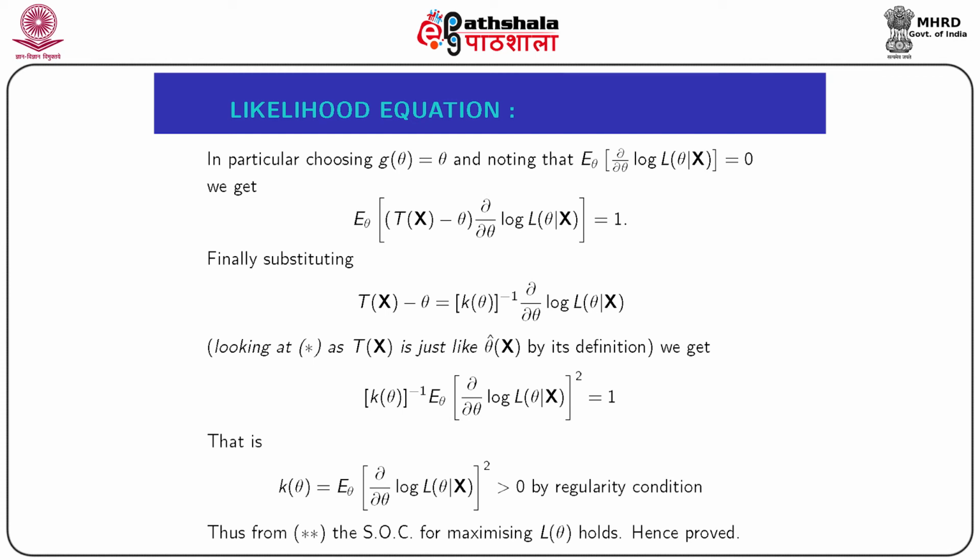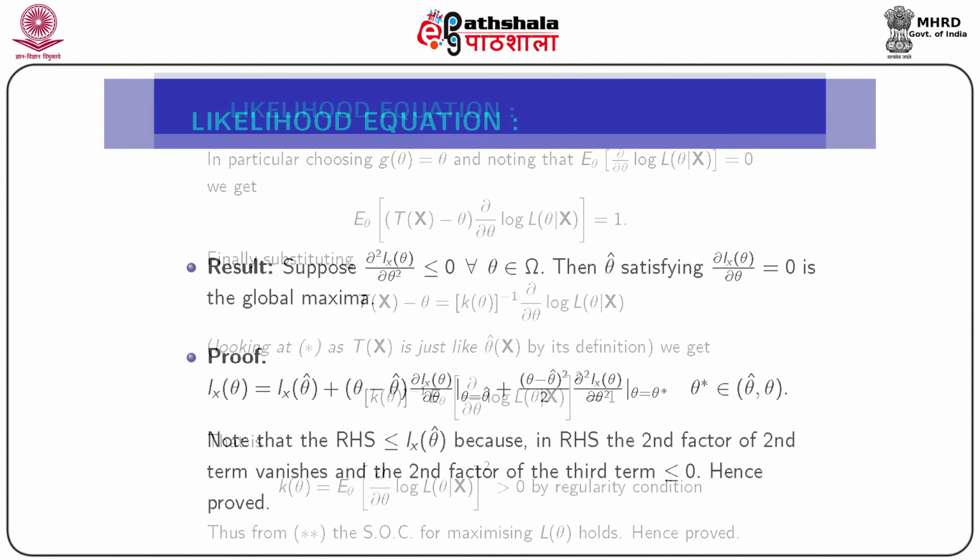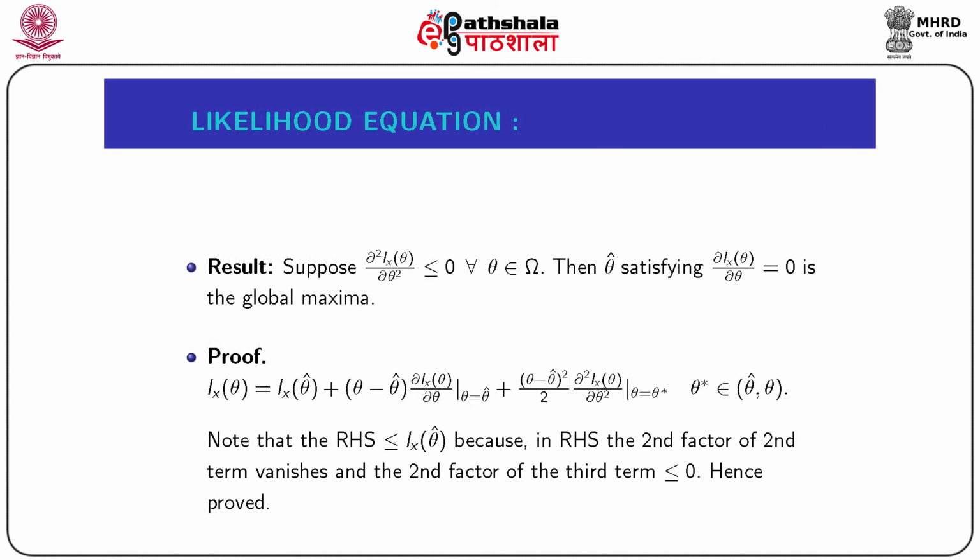Thus, from double star, the second order condition for maximizing L theta holds, because the second order derivative here is equal to minus k theta, which is negative. Hence, we prove the above result. Next we go to another result related to the likelihood equation.